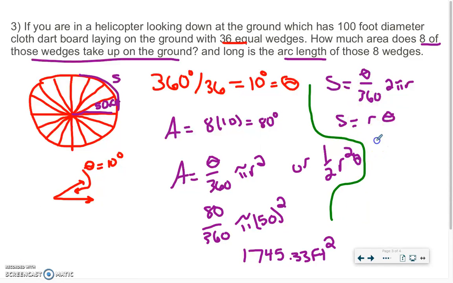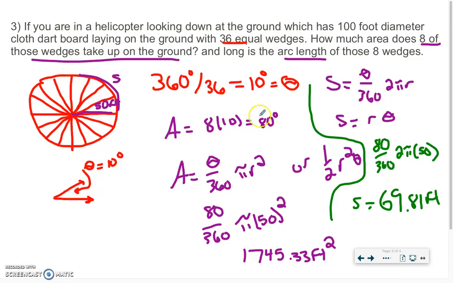Since we're in degrees, I'm going to take 80, divide by 360, and take that times 2 times pi times my radius, which is 50. When you calculate all that out, 80 times 2 times pi times 50 divided by 360, you're going to get an arc length of 69.81 feet. So this is the border for those 8 wedges, and this would be the area for those 8 wedges.